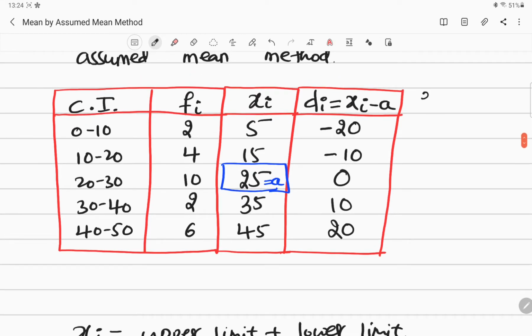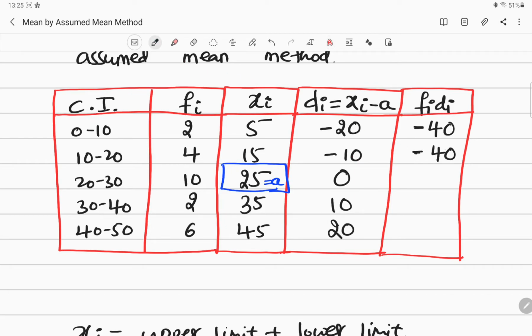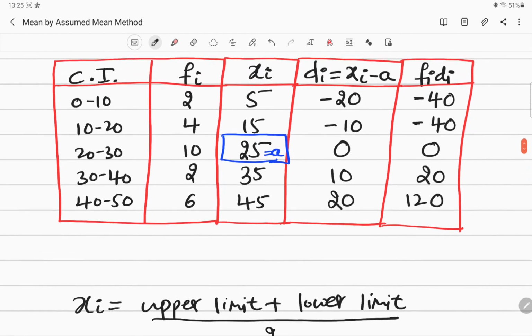All right, then after that we have to find out the value of fi into di. Let me complete this column. So fi is 2 and di is minus 20, so 2 into minus 20 is minus 40. Then afterwards you have to do 4 into minus 10, how much will it be? 4 into minus 10 is again minus 40. Then 10 into 0 is 0. Then 2 into 10 is 20. Then 6 into 20 is 120. So we got all these values.